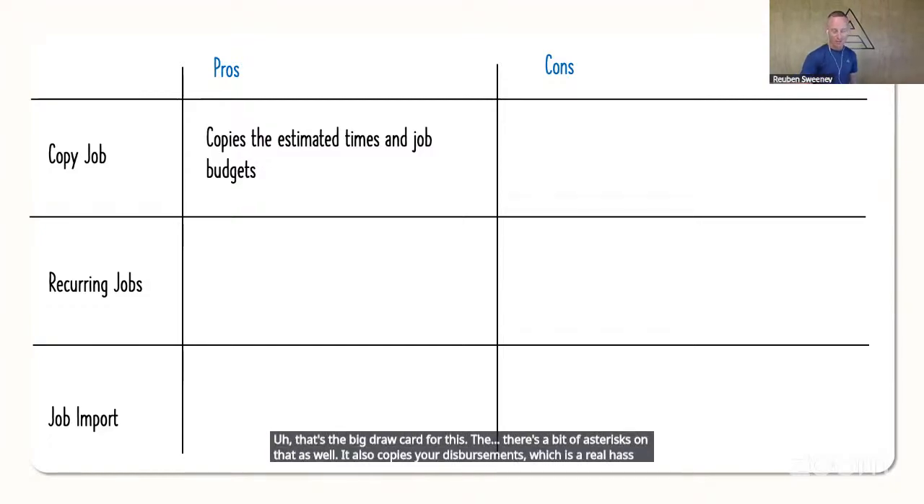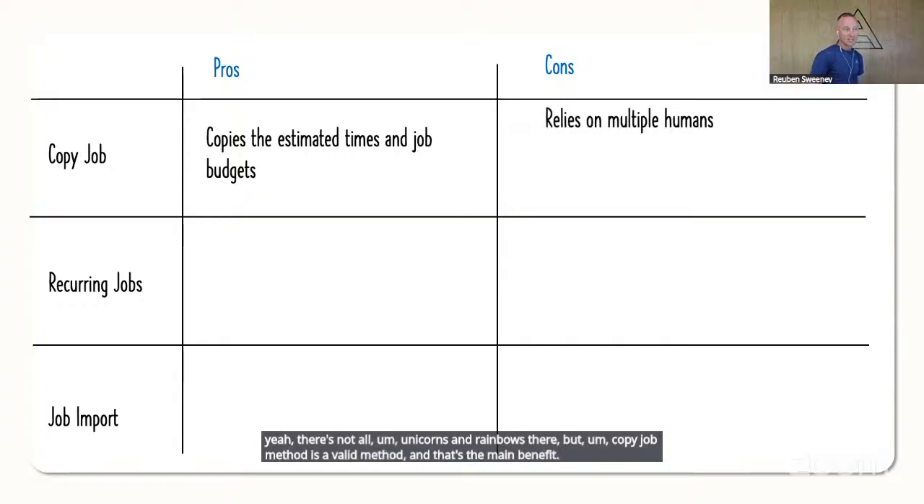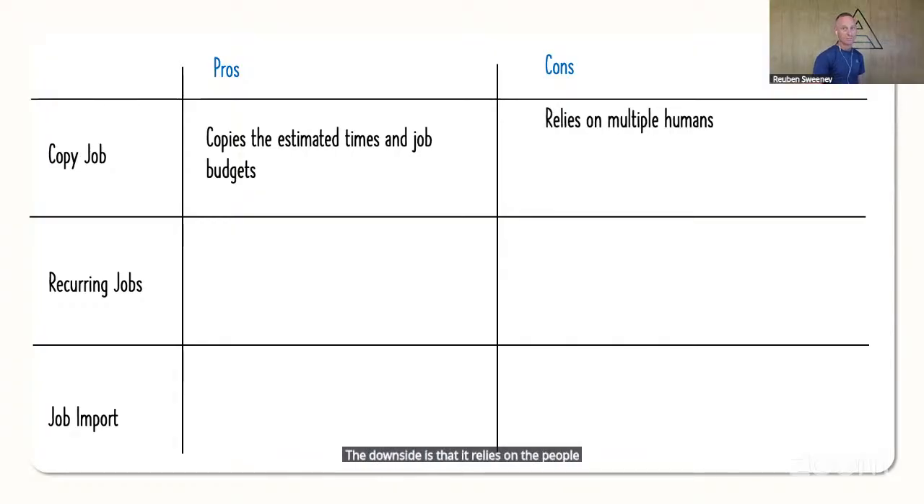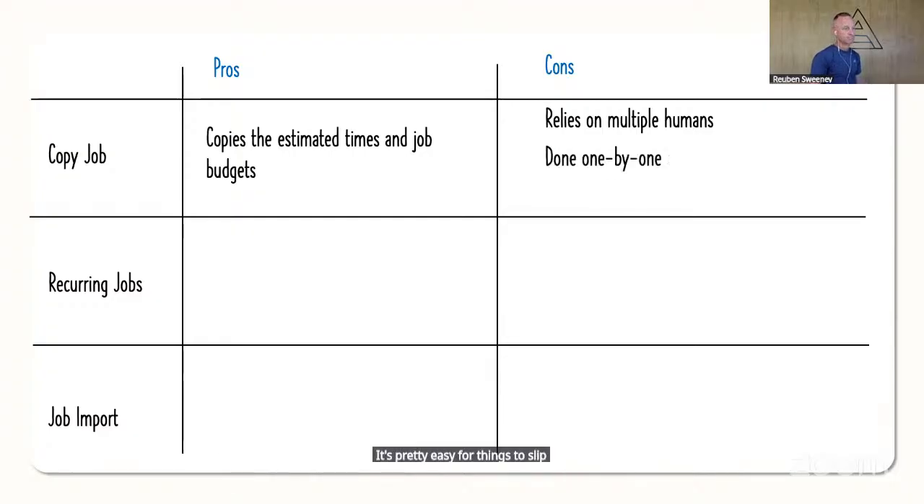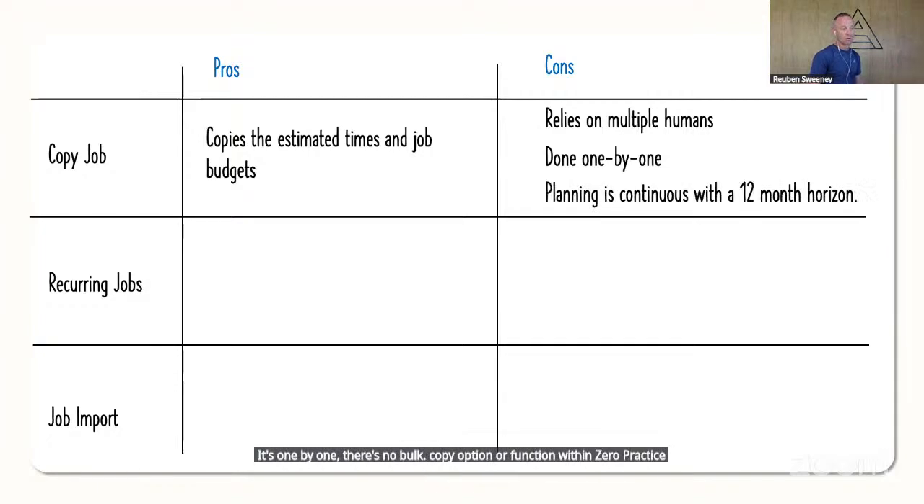So yeah, it's not all unicorns and rainbows there, but the copy job method is a valid method, and that's the main benefit. The downside is that it relies on the people closing those jobs out. So you've got different people closing jobs at different times throughout the year, and you're relying on those people to copy that job. If they forget to copy the job, or close the job and do the wash up and do the final invoice but don't create next year's job, it's pretty easy for things to slip through the cracks. It's one by one. There's no bulk copy option or function within Xero Practice Manager or elsewhere.